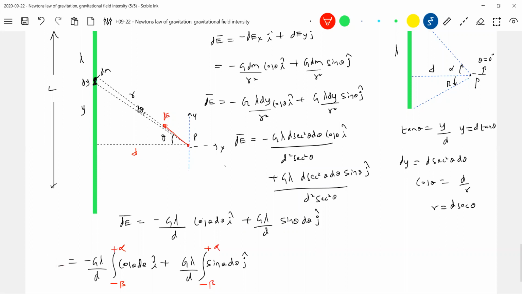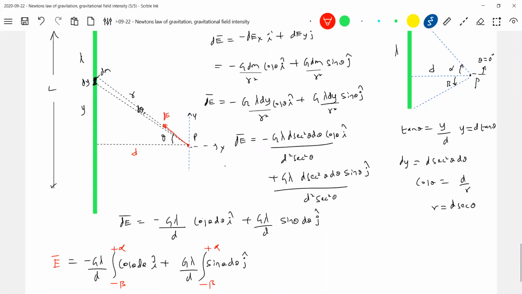Let me write E bar, the resultant E bar. Why should the limit be like this? Because d theta, if you vary from 0 to plus alpha, you get the field at point P due to the upper part. If you vary from 0 to minus beta, you'll get the field at point P due to the lower part here.